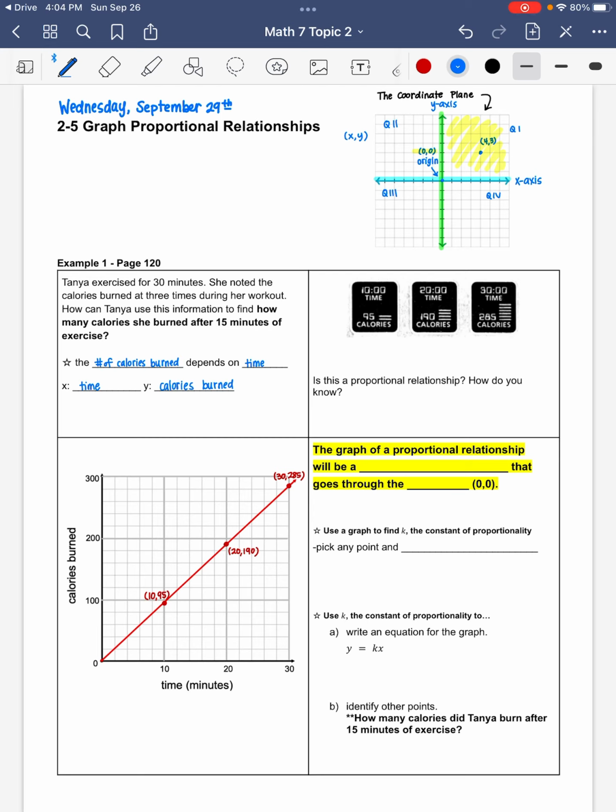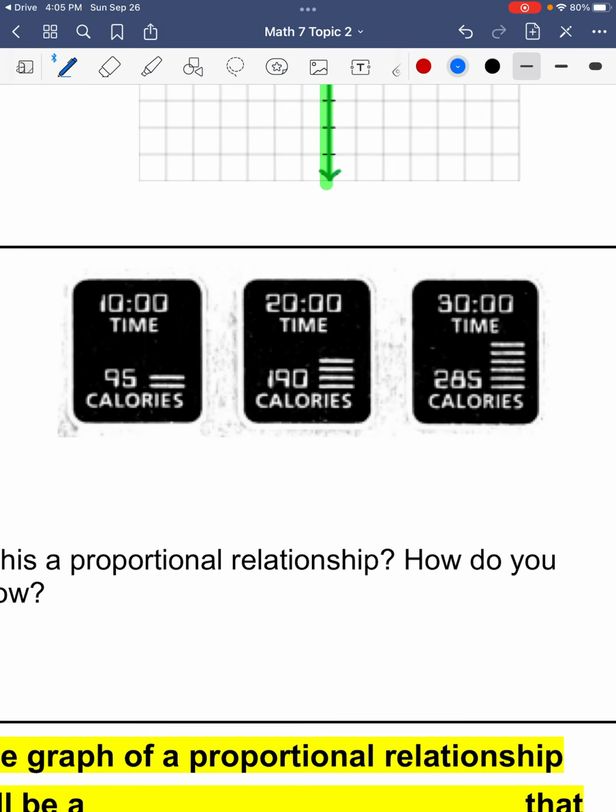We need to first find out if this is a proportional relationship. So we have these almost like watch face looking things. They kind of remind me of my Apple Watch. And so in the first one, I see that she burned 95 calories in 10 minutes. So I'm just going to write a ratio.